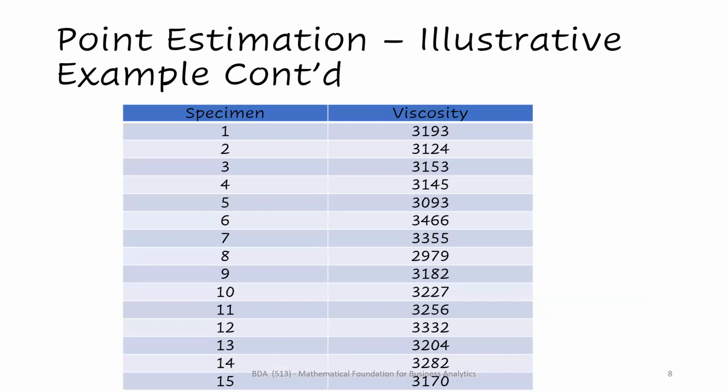So let's see, for one sample, we've taken 15 specimens, so let's say we have 15 batches in one sample. The first batch, the viscosity level was 3,193. The second specimen was 3,124, up to the 15th specimen, which was 3,170. So we've taken the viscosity levels for all these batches, right?